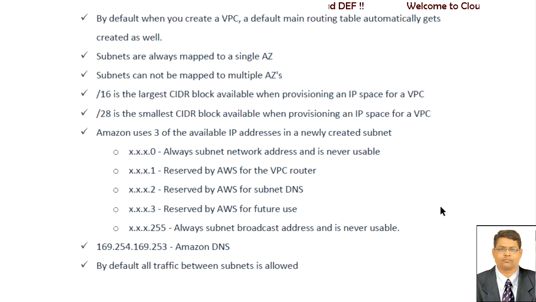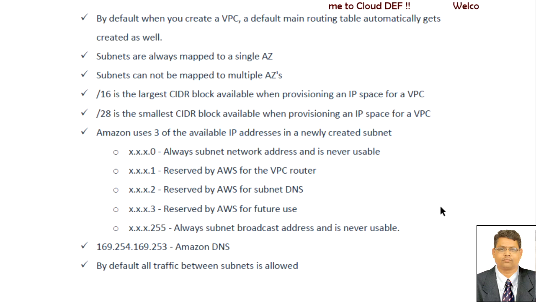By default, when you create a VPC, a default main routing table automatically gets created as well. Subnets are always mapped to a single AZ. Subnets cannot be mapped to multiple AZs. /16 is the largest CIDR block available when provisioning an IP space for a VPC. /28 is the smallest CIDR block available when provisioning an IP space for a VPC. Amazon uses 3 of the available IP addresses in a newly created subnet.